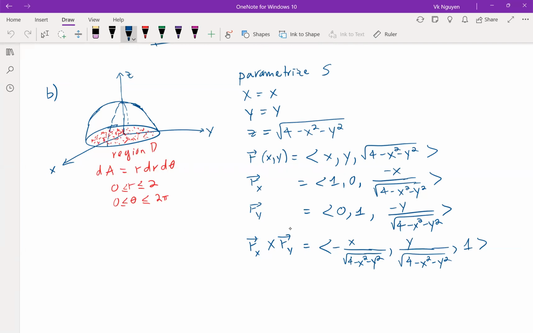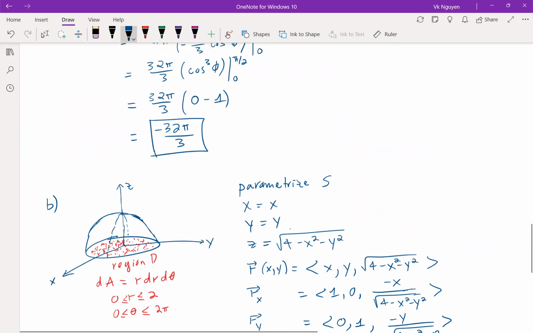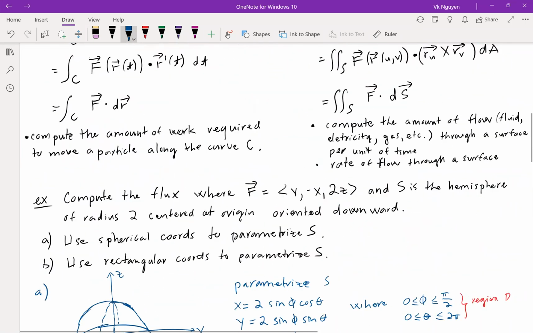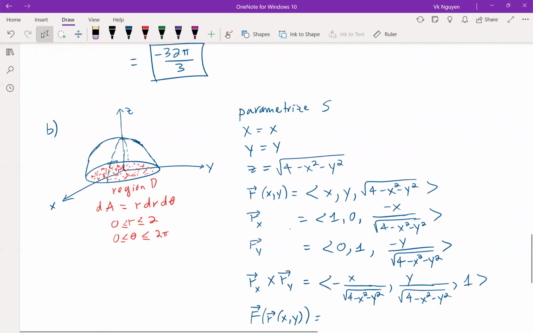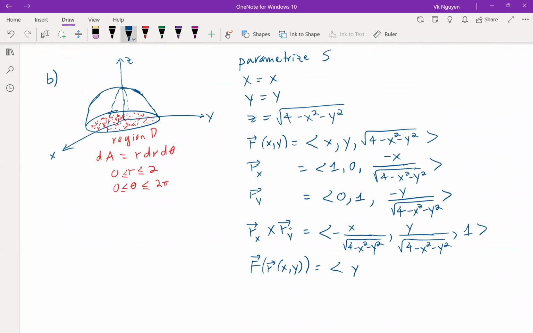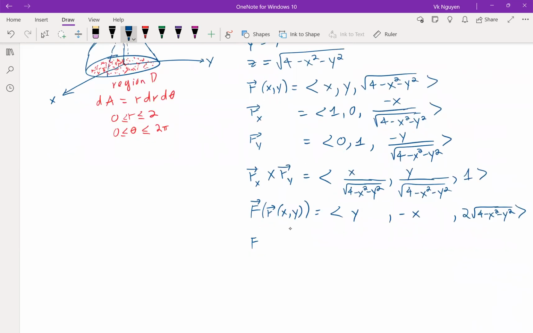Okay, next we have to figure out F of x, y. What is F here again? F is y, negative x, z. Well, y is y, so it's going to be y minus x, and z is going to be the root of 4 minus x squared minus y squared. F dot r_x cross r_y.